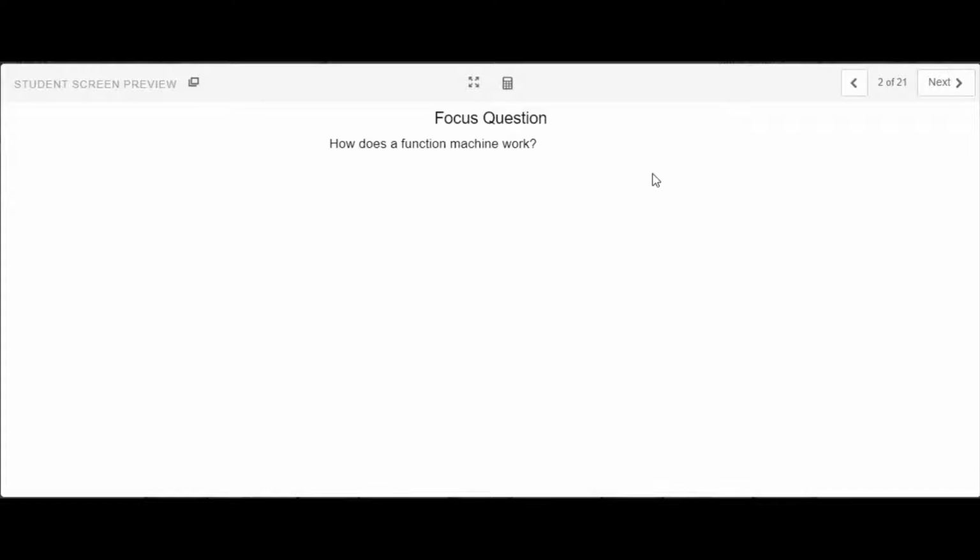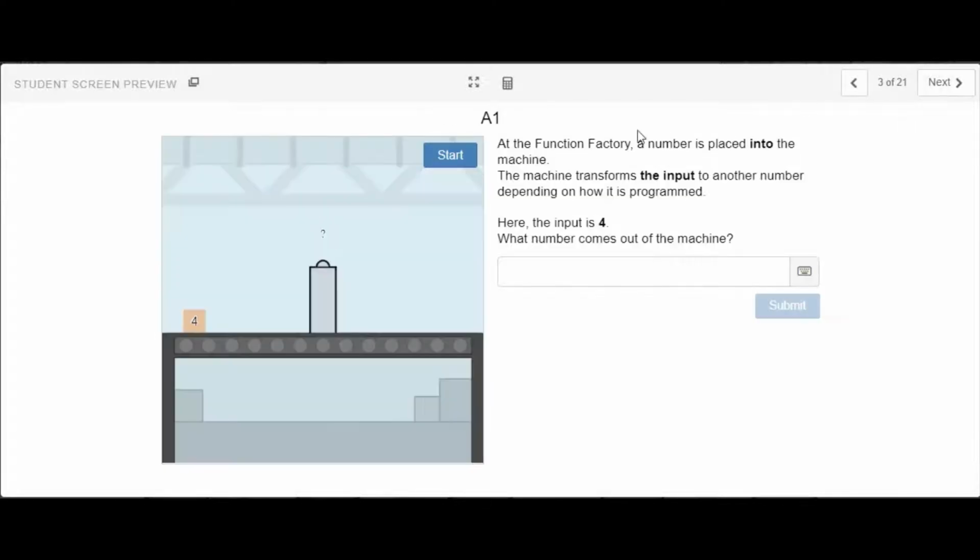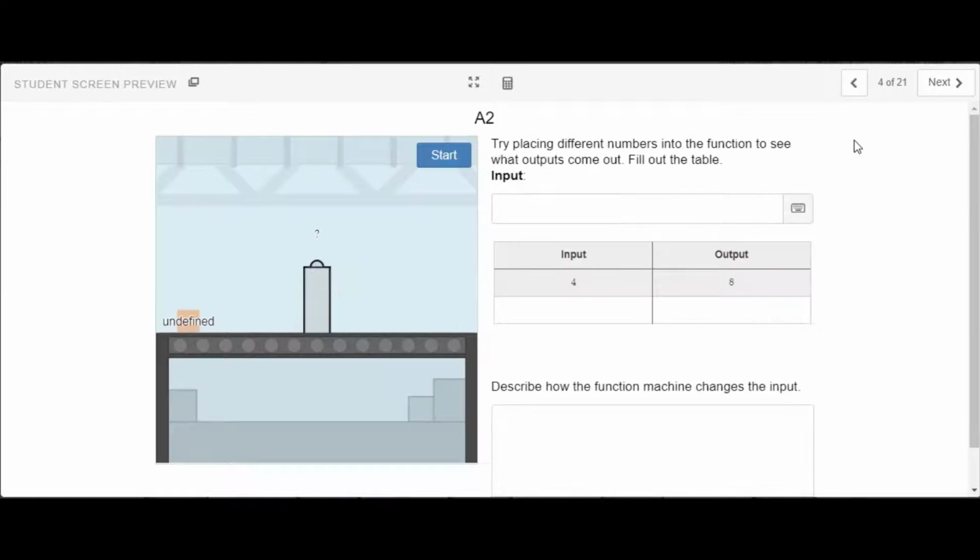Okay, the focus of this lesson is how does a function machine work? So at the function factory, a number is placed into the machine. The machine transforms the input into another number depending on how it's programmed. So in this case, the input, what's going to go inside the machine, is going to be 4, and when I click start, it knows that 4 is going to go inside the machine, it's going to transform it, and the number comes back out. In this case, 8 was the number that came out. Right, moving to the next slide.